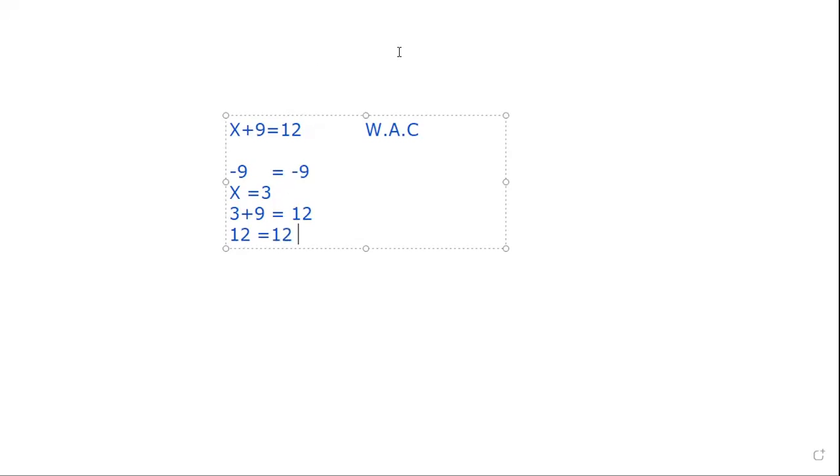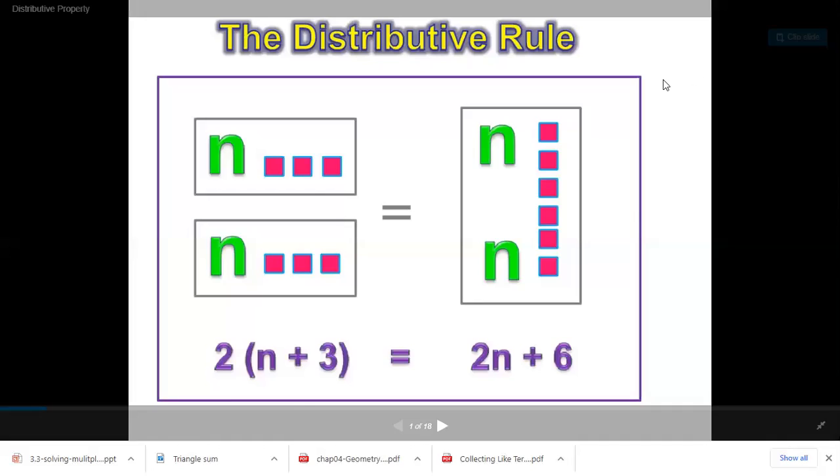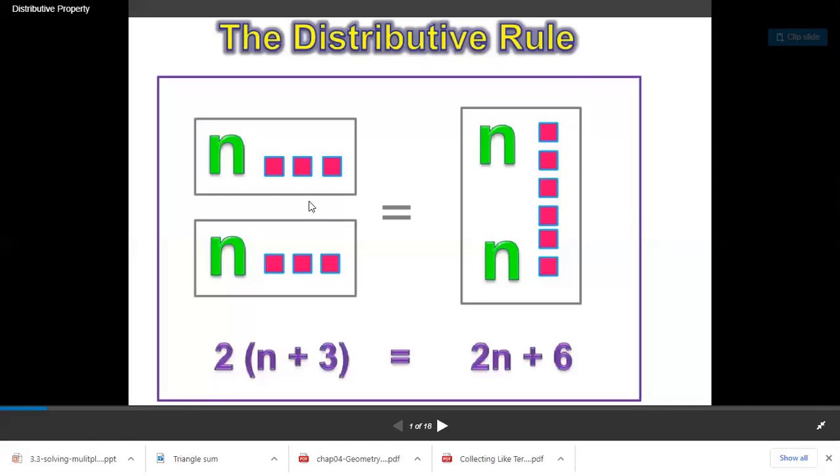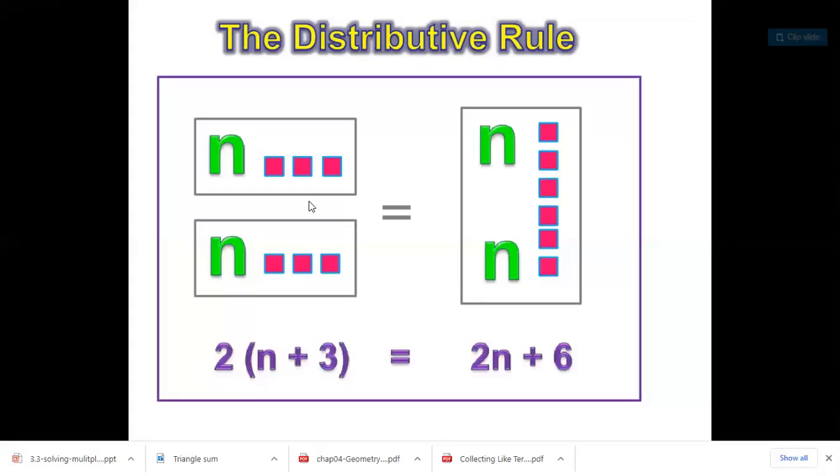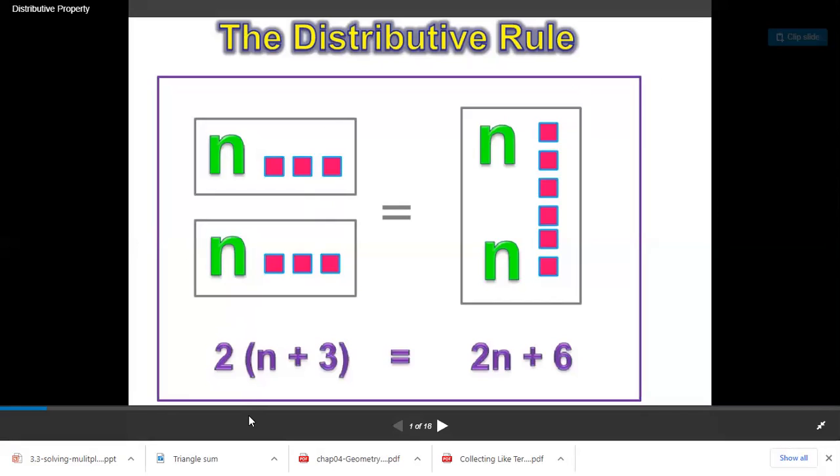Can anyone tell me the meaning of distributive property? The bracket. In this case, we have a distributive rule. What is the distributive rule? We have a number before the parentheses, and we are going to distribute this number over the parentheses. It's like a mother bird who wants to feed her kids.